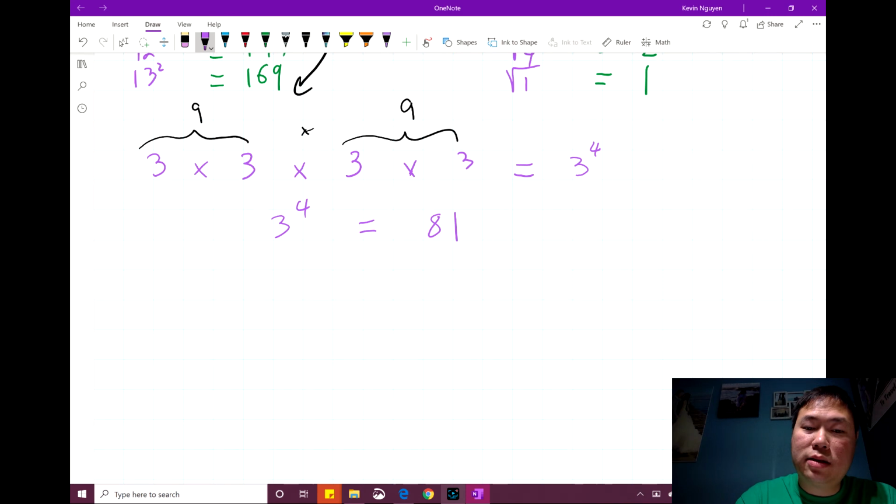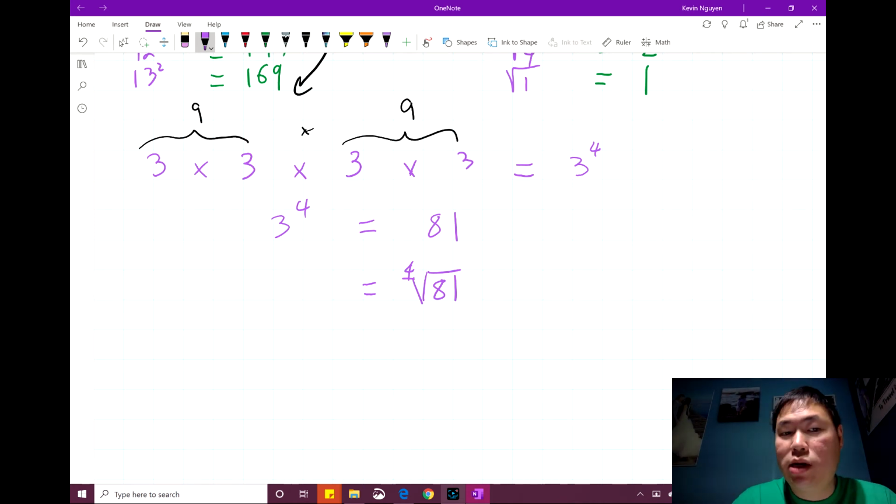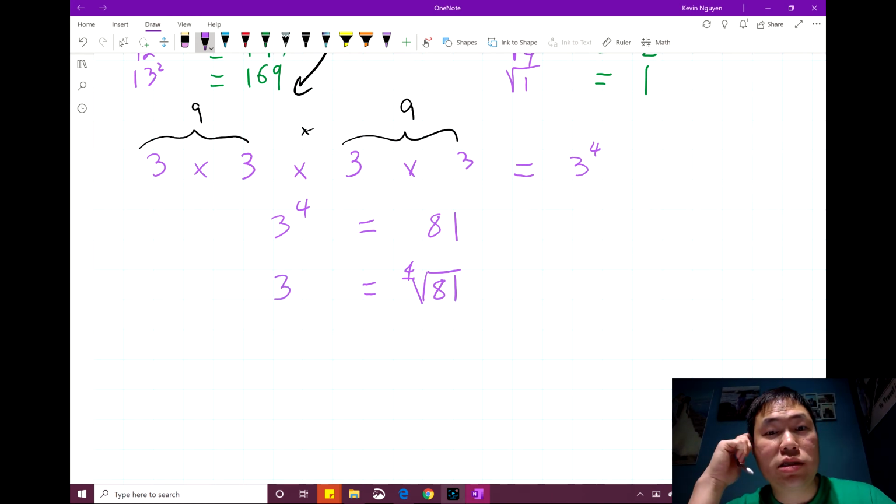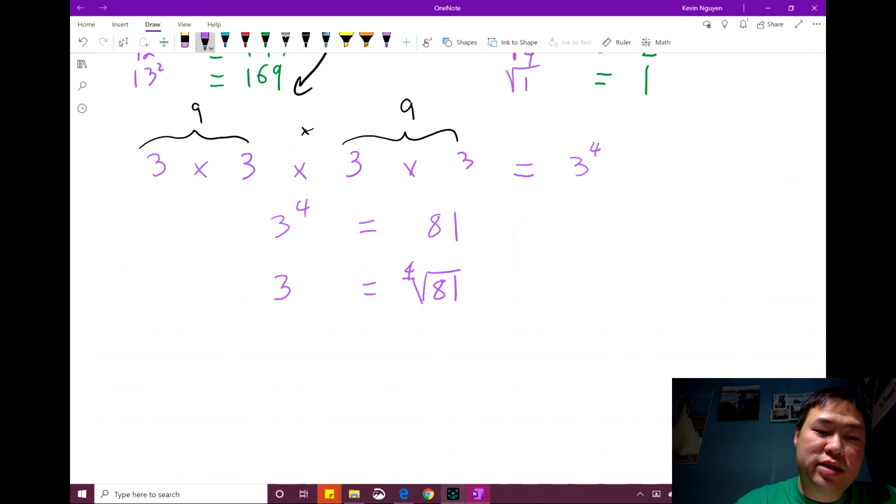And because of that, 4th root of 81. Looking for a number that you multiply by itself 4 times in a row to get to 81. And we know 3 times 3 times 3 times 3 is 81. So 4th root of 81 is 3. And you can go on to 5th root, 6th root, 7th root, anything you want. Same concept. I'll give you another example here.